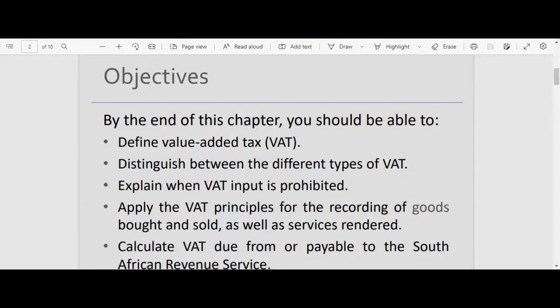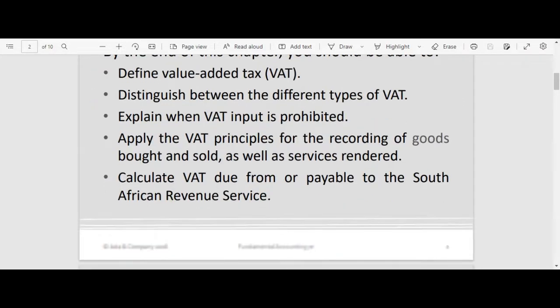So we are going to focus on the accounting side, right? This is what we are training ourselves for. Also, we must be able to calculate the value added tax due from the revenue service if our input is more than our output for a certain VAT period, or that is payable to the revenue service if our output tax is more than our input tax for that specific period.